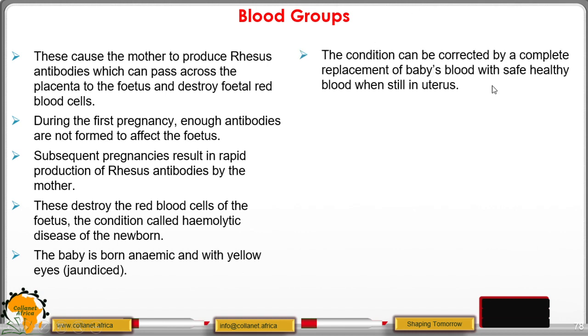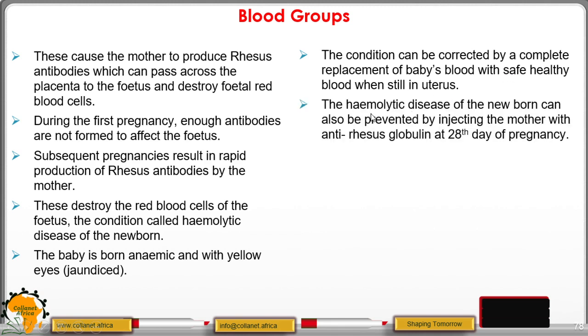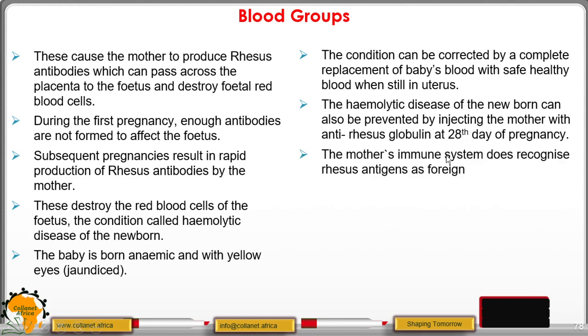This condition can be corrected by complete replacement of the baby's blood with safe, healthy blood while still in the uterus. Hemolytic disease of the newborn can also be prevented by injecting the mother with anti-Rhesus globulin during the 28th week of pregnancy. The mother's immune system will not recognize the Rhesus antigen as foreign because the anti-Rhesus factor is already in the mother, so there will be no reaction from then.